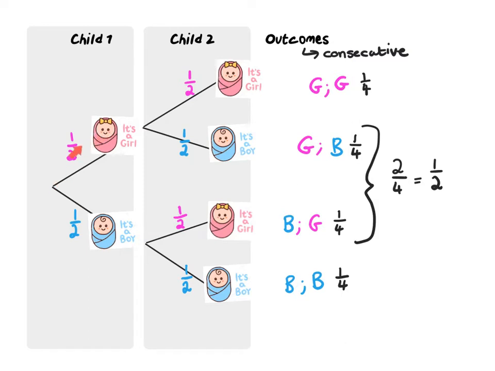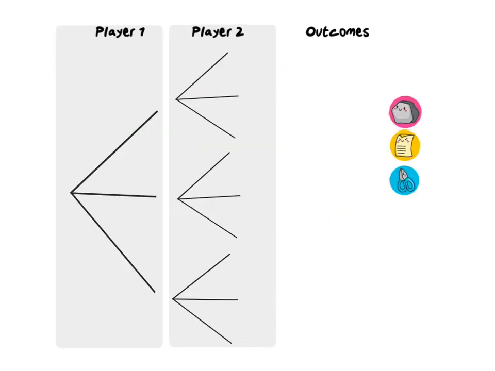Our options every time remain either a boy or a girl, and this does not change from child 1 to child 2. Therefore, these are called independent events. Let's look at another example of independent events. So I'm sure you all know the game rock, paper, scissors. So in this case, we have 3 options, either rock or paper or scissors.